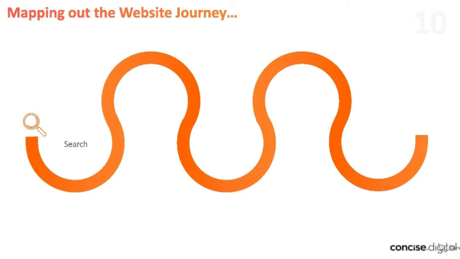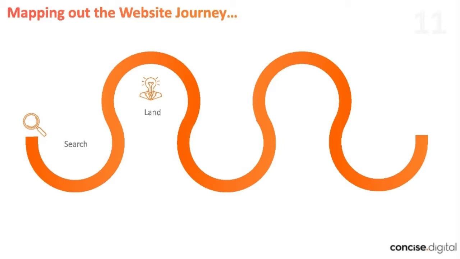So when you're thinking about setting up your goals in Google Analytics, it's first a good idea to map out the website journey that a typical customer would take. Most consumers would start their internet journey by searching for something, probably in Google or Bing or one of those, or possibly social media. The second stage is they're going to land somewhere.